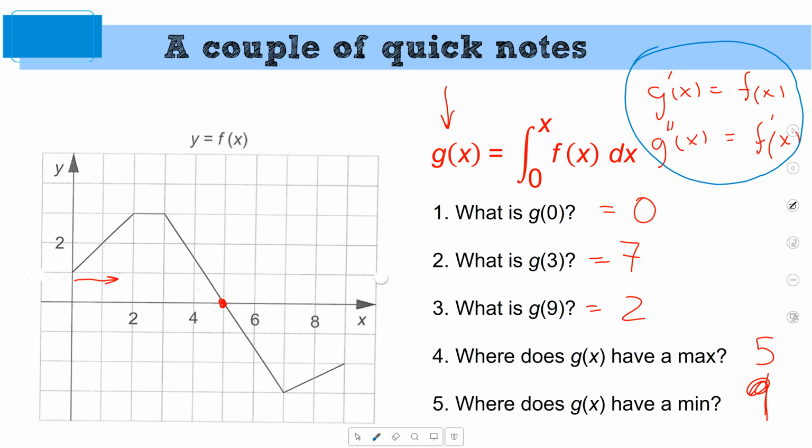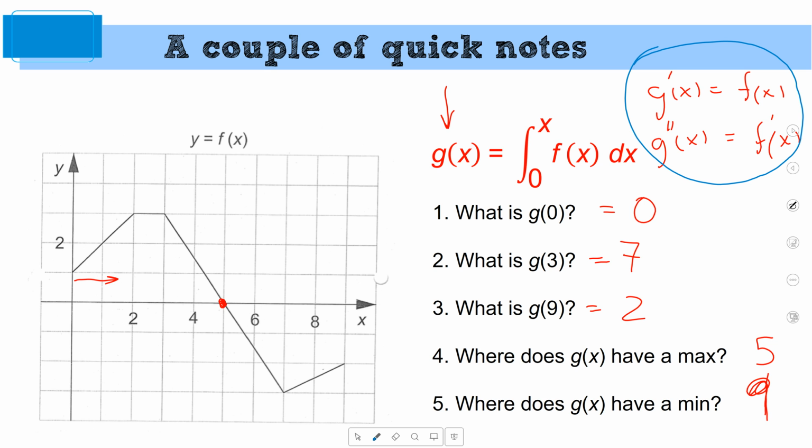So why would you argue it's at 0? Because the total area would be 0, and at 9 it's 2. Can you have a minimum at an endpoint? No. Oh, wait, hold on. Are you sure?